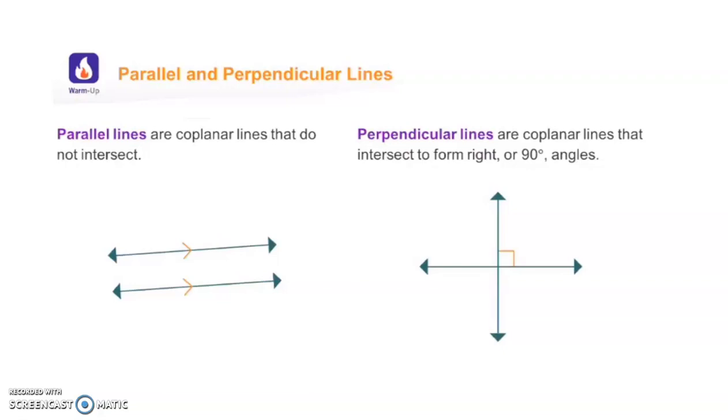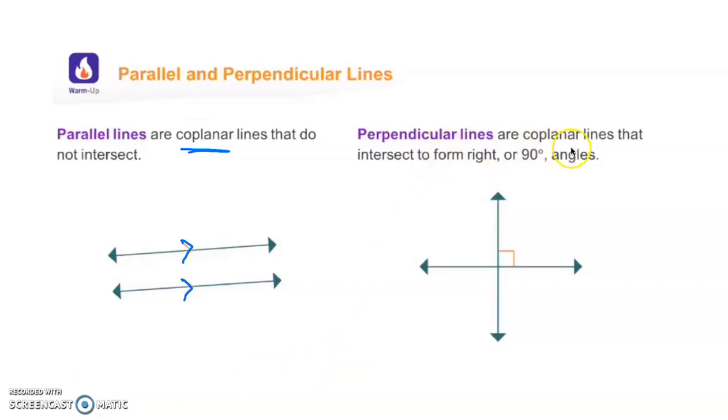And I know we've studied these before, but parallel lines are coplanar lines. That means they lie within the same plane, meaning a flat surface is a plane. It's a two-dimensional flat surface. And these little arrows on the lines denote that they are parallel. That's how we know on a drawing if they are parallel.